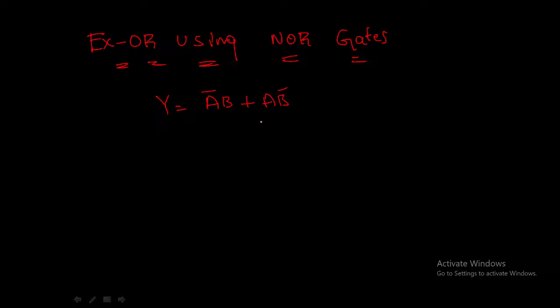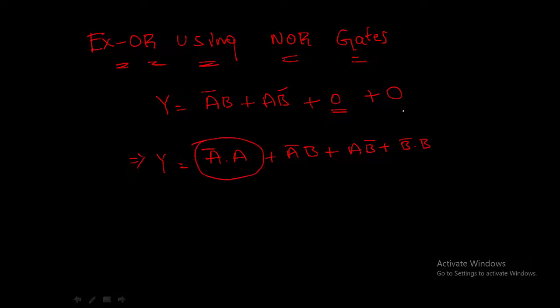Now this equation we can modify as y is equal to a bar dot a plus a bar b plus a b bar plus b bar dot b. Here we have added two zeros. 0 can be written as a bar dot a, which is equal to 0, and the other 0 can be written as b bar dot b, which is equal to 0. So that is what I have written.